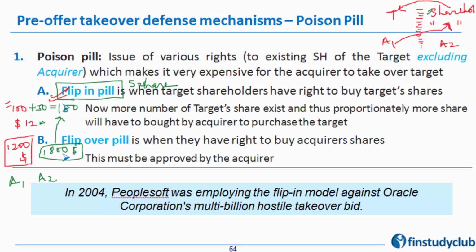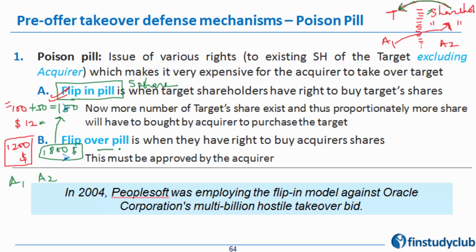So that's a flip-in pill, where the existing shareholders of the target are given the right, at the time of issuing their original capital, that in case a hostile takeover becomes clear, the same shareholders would be allowed to buy the target's shares at a discount.